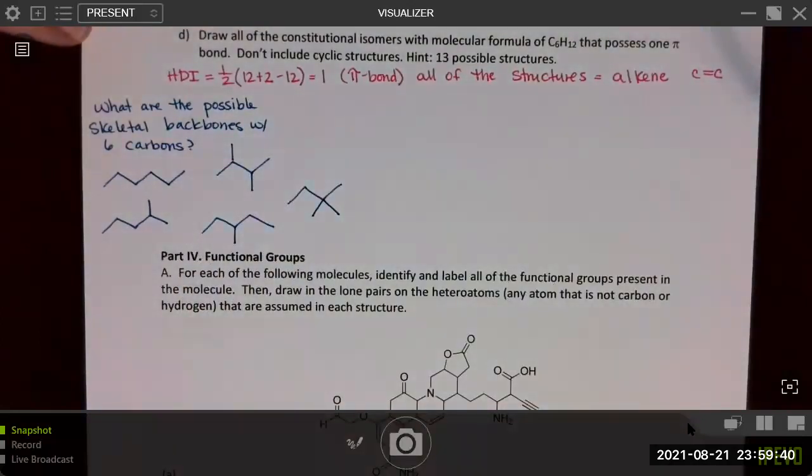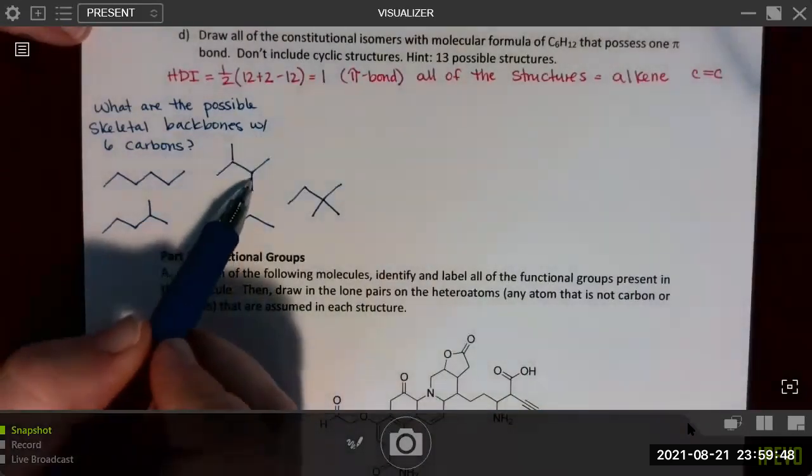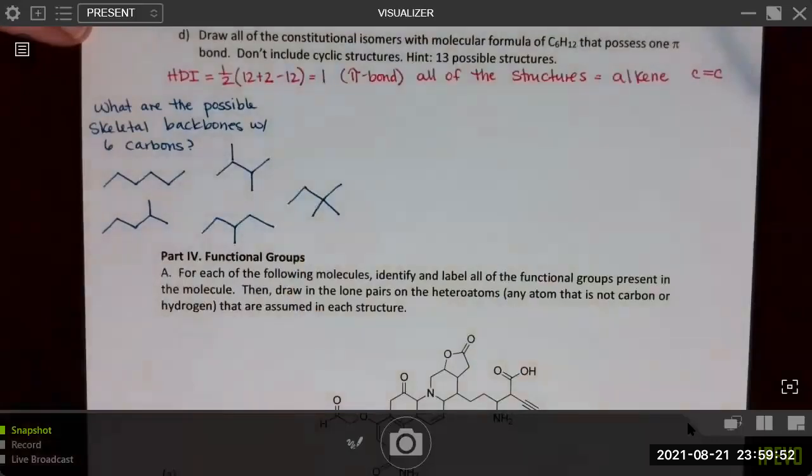Okay, so that's a possibility. That's the only way we can do 4 carbons in a row with 2 branches, right? Because if I take this one and move it over here, that's the same as that structure. So no difference. If I did 3 carbons in a row, I would need 3 branches, and that's not possible without adding to the 3 carbon chain. These are what we believe to be our possible skeletal backbones.